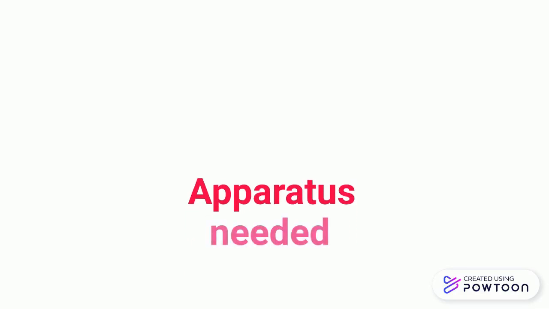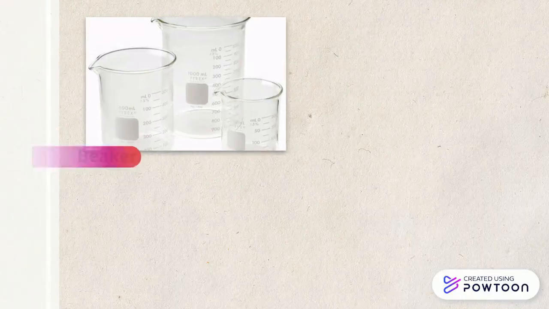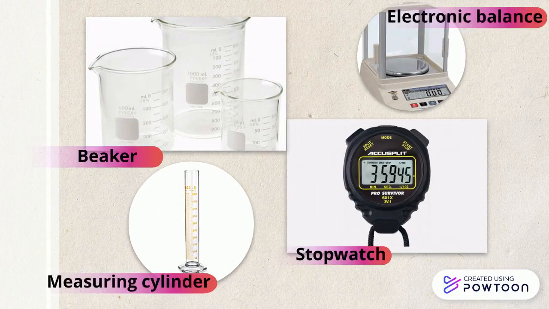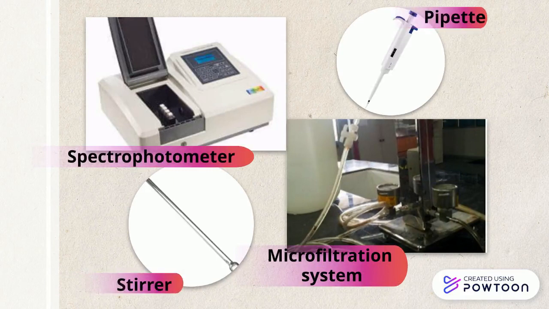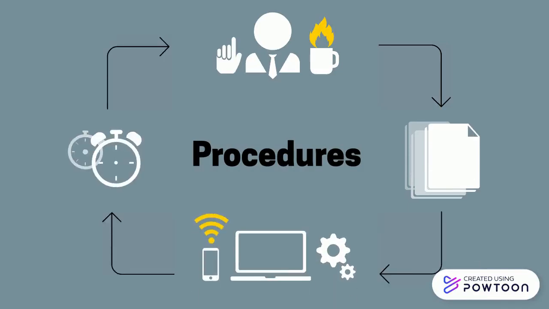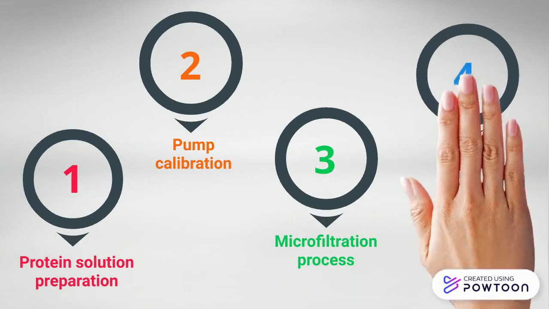So, what are the apparatus needed? Beaker, stopwatch, measuring cylinders, electronic balance, spectrophotometer, microfiltration system, stirrer, and pipette. Let us look at the procedures. There are 4 main procedures in these experiments.